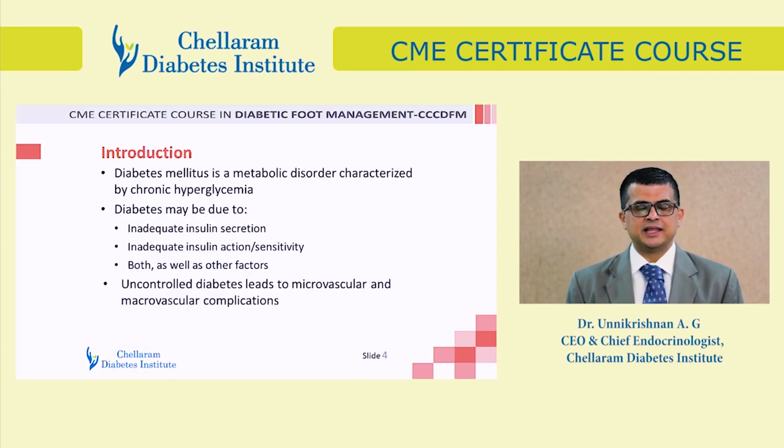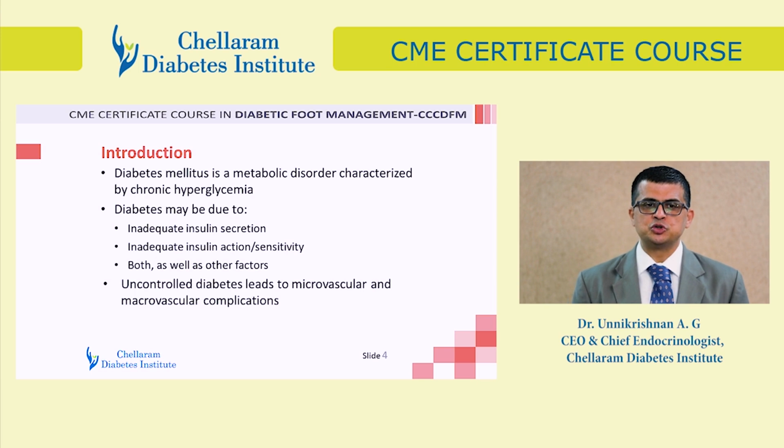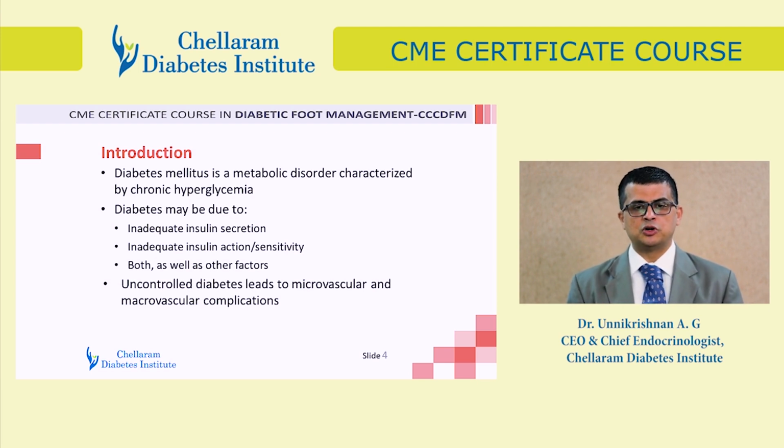I'd like to introduce by saying that diabetes mellitus is a group of metabolic disorders characterized by chronic hyperglycemia. Diabetes may be because of inadequate insulin production or inadequate action of insulin. Sometimes other factors like glucagon, etc. also come into play. Diabetes is a multifactorial disease, and it's important to understand that when it's uncontrolled, not just the blood glucose, but when the blood pressure and the blood cholesterol are uncontrolled, this can increase the risk of damage to the blood vessels.